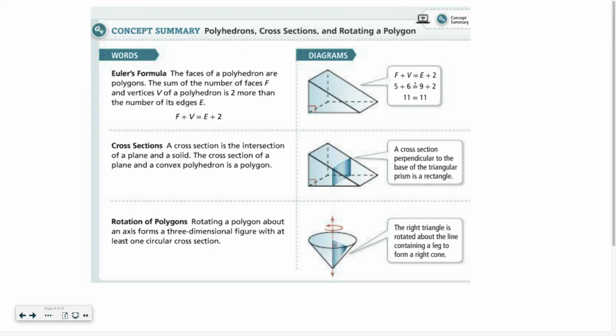Okay, so basically for this whole section, you need to know how to use Euler's formula: faces plus vertices equal edges plus 2. You need to know how to describe a cross-section or draw it. And you also need to know what happens when you rotate polygons, okay? All of these things just take practice. I think you guys will catch on to Euler's formula pretty easily, but cross-sections and rotation of polygons can sometimes be a little tricky. Be patient with yourself and ask questions. Have a great day.